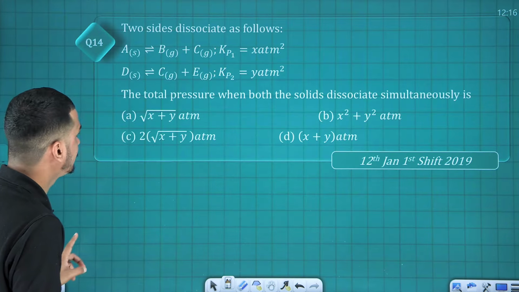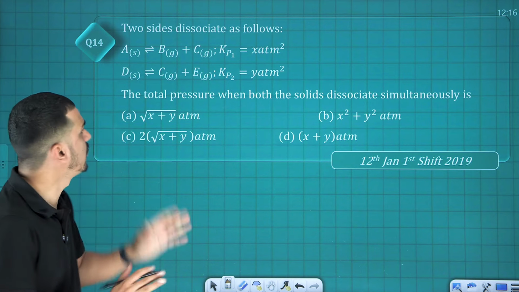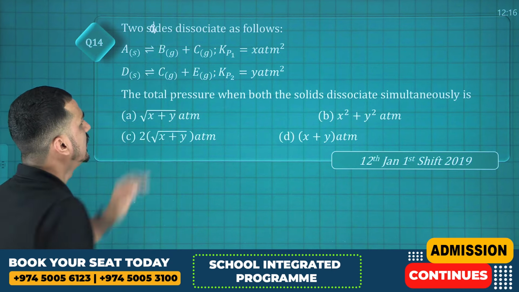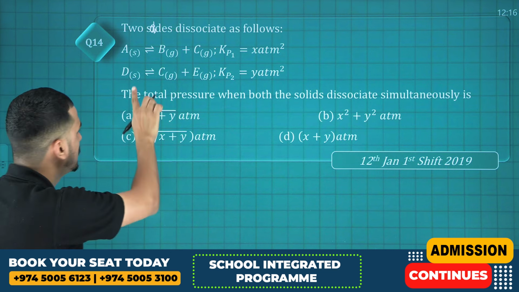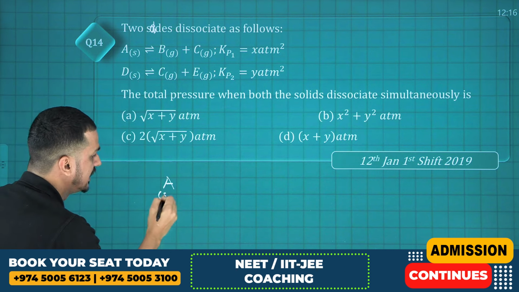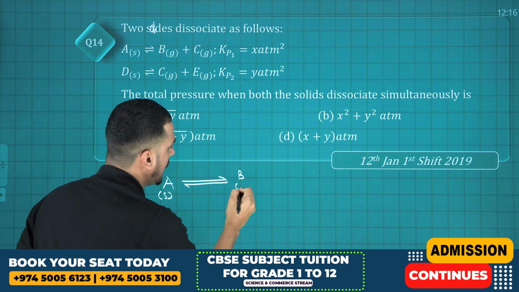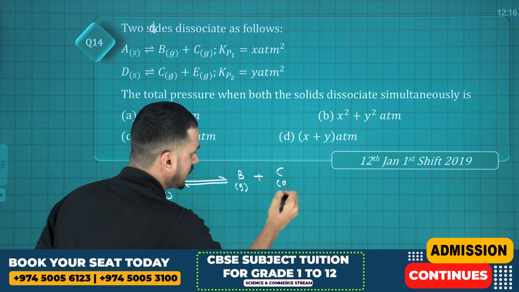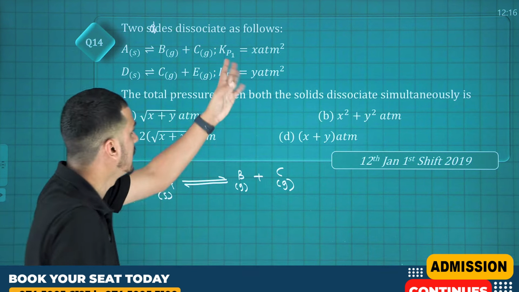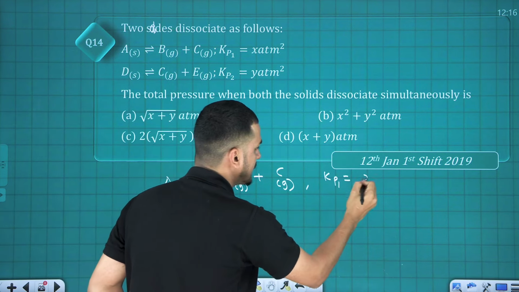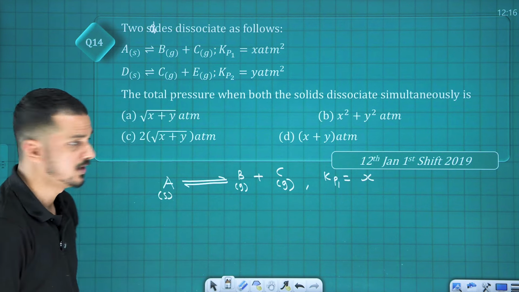Question number 14. What about the question here? Two solids dissociate as follows. A solid is dissociating into B gas plus C gas. Its equilibrium constant Kp1 is equal to X atm square, they have given.